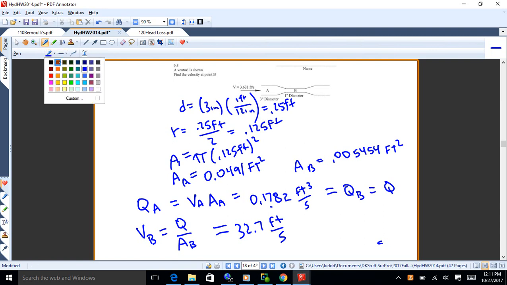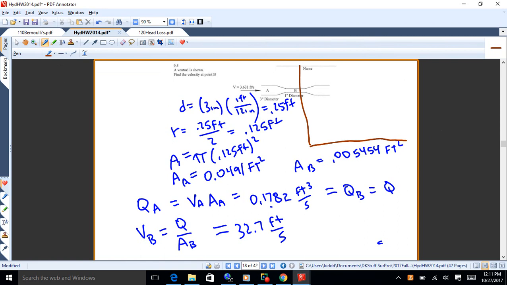Now you could do this faster if you wanted. This is kind of the standard way to do it, using the standard formulas on your formula sheet. You could also, if you remember this, take 3.631 feet per second and then multiply it by the ratio of either the diameter or the radii squared. So basically you're going to multiply that by 9. And that'll get you the 32.7 also, a lot quicker. So that's another way to do it.